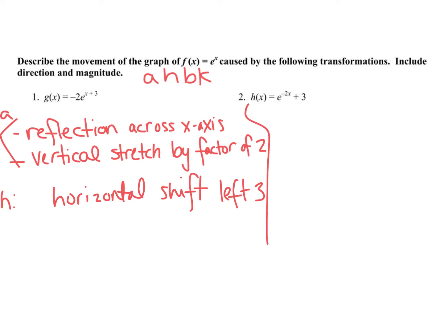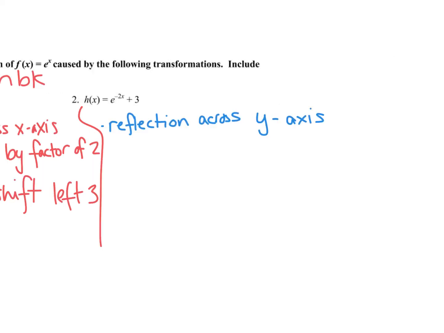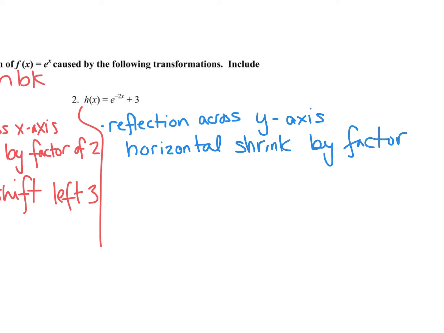So in my second one, again, it's my natural exponential function. There's no a value, meaning no coefficient in front of the e. I go to h. There's nothing added or subtracted to the x. B value, I do have a -2 there as a coefficient. So this affects it horizontally, so I have a reflection across the y-axis. And then I have a horizontal, now it's larger than 1, so it works opposite of what we think, so it's a horizontal shrink by a factor of that reciprocal, by a factor of 1/2.